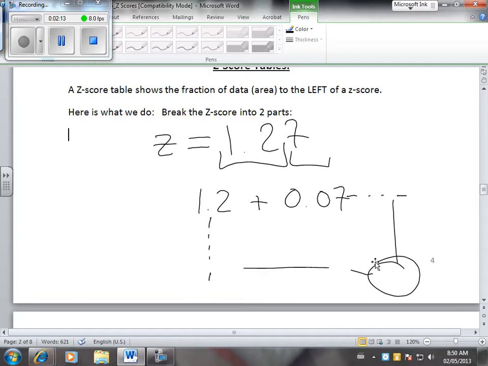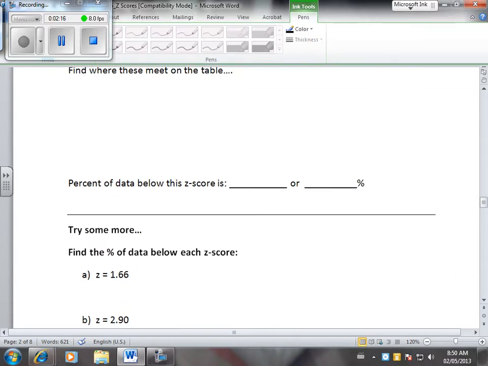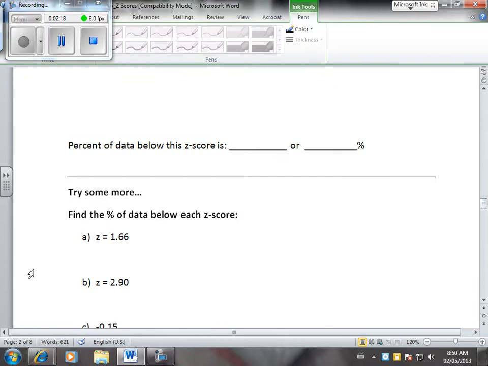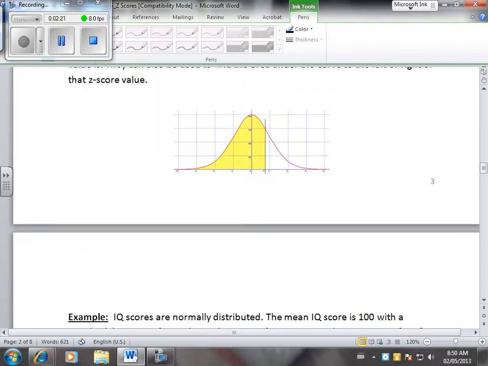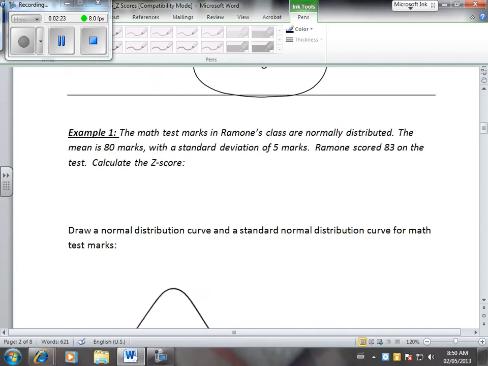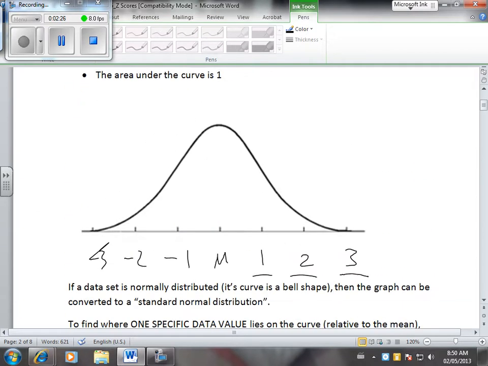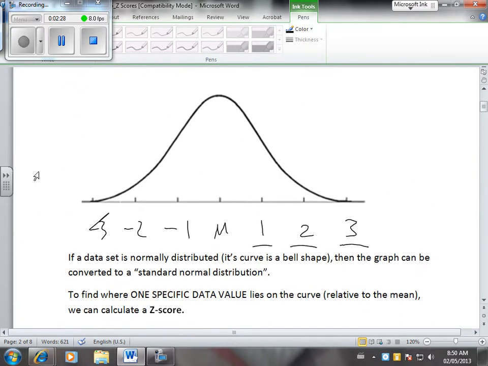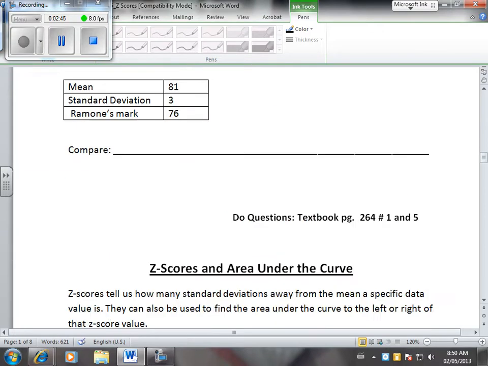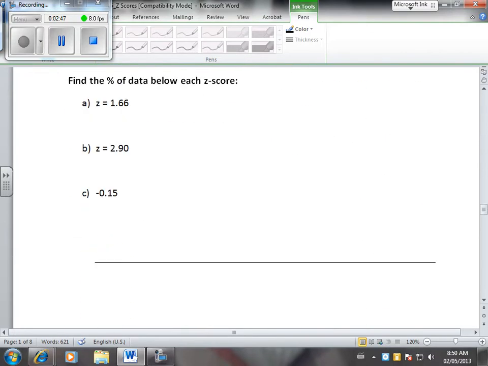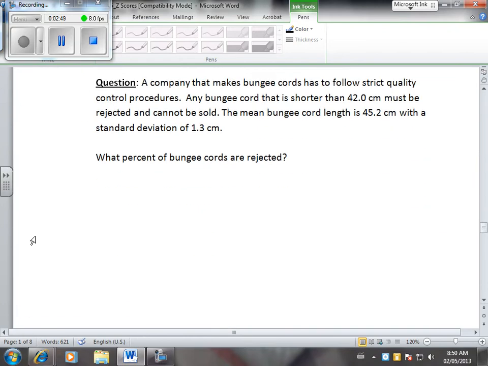And where they meet gives you a fraction of the data, and then you times that by 100 to get a percentage. And remember that if we go back to our curve, in the normal distribution, 100% of the data was underneath the curve. When we talk about standard normal distribution, it's an area of 1 underneath the curve. So when we get 0.898, like we did in our example, we times that by 100 and we get a percentage. So we did those ones. Okay, so let's start on this one.